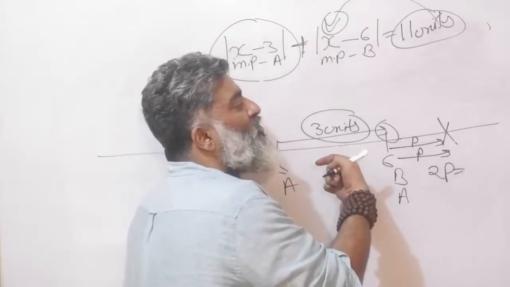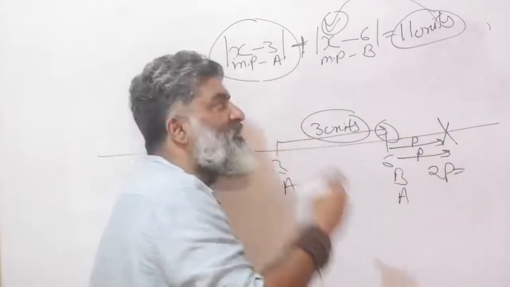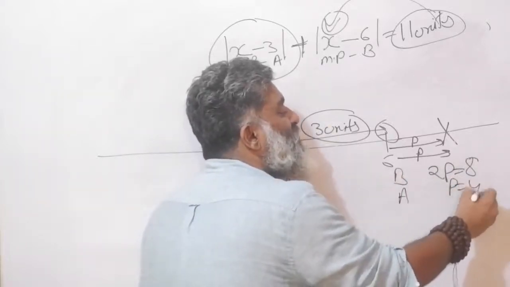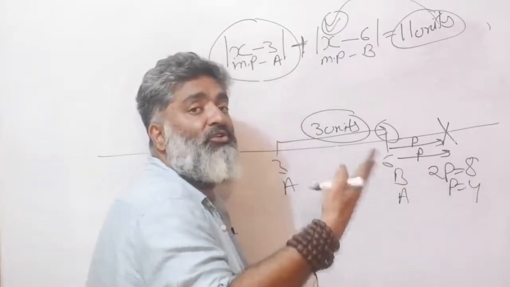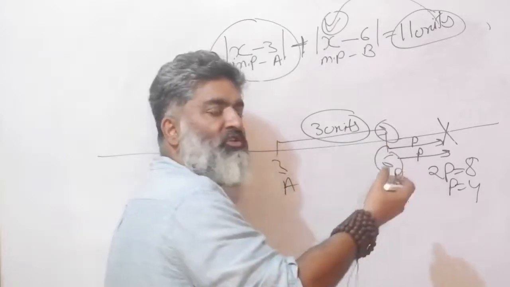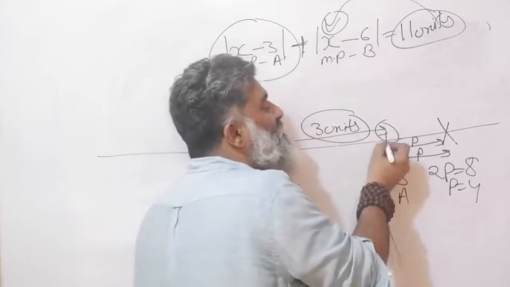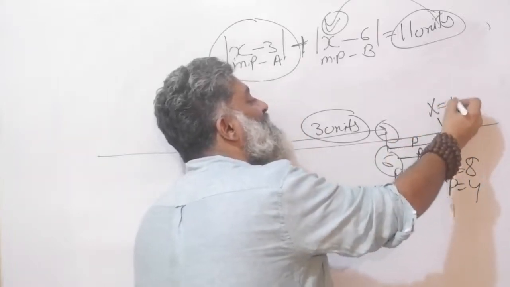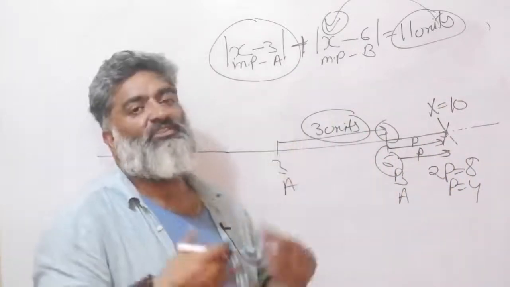3 units gone already. Out of these 11 units, I can see this 3 unit will definitely be there. How many units are remaining? 8. So P is equal to 4. That means both B and A have done 4 more units from the point 6. B has not done more units, but A has already done 3 and then 4 more, right? That means from 6, 4 points away, that means X is equal to 10. If you have understood this, you have understood the shortcut.